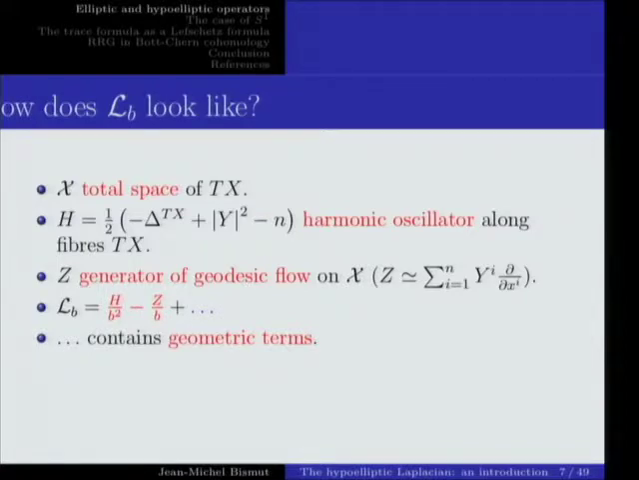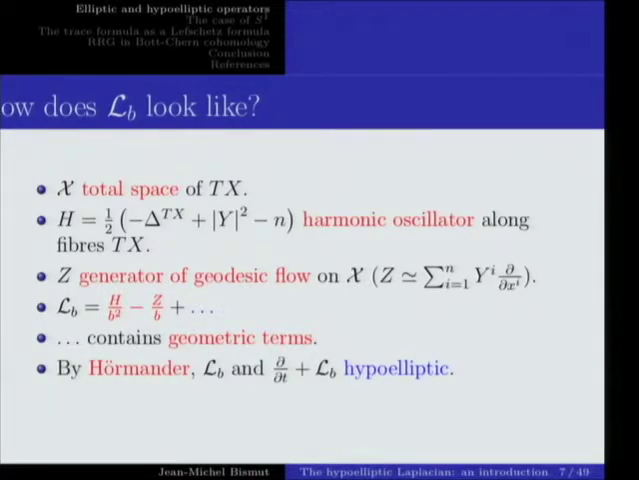So the hypoelliptic Laplacian is essentially a weighted sum of these two objects. The first is the harmonic oscillator along the fiber, and the second is the geodesic flow. There are other lower order terms which contain geometric terms that I will not comment on for the moment, but this is the general structure of the hypoelliptic Laplacian.